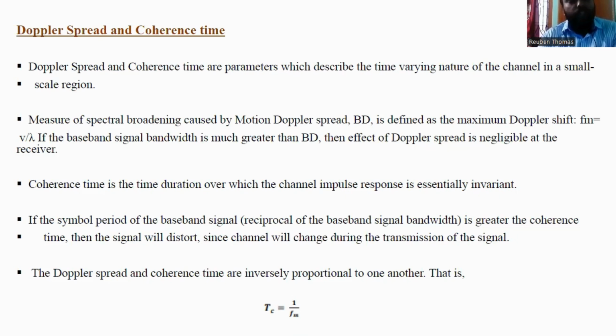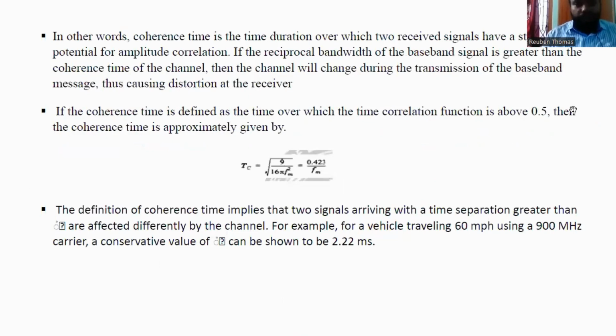the receiver. The coherence time is the time duration over which the channel impulse response is essentially invariant. If the symbol period of the baseband signal, the reciprocal of the baseband signal bandwidth, is greater than the coherence time, then the signal will distort since the channel will change during the transmission of the signal. The Doppler spread and the coherence time are inversely proportional to one another, that is Tc is equal to 1 by fm. In other words, the coherence time is the time duration over which two received signals have a strong potential for amplitude correlation.